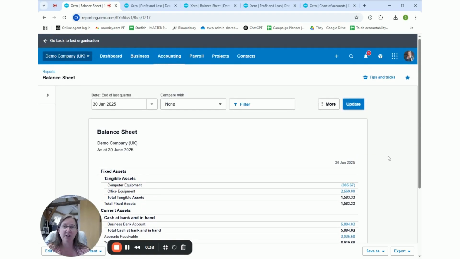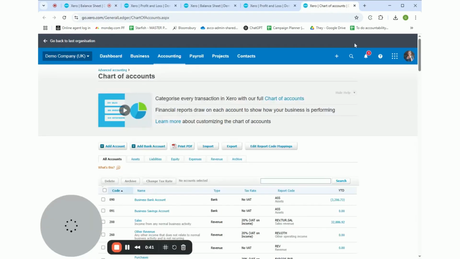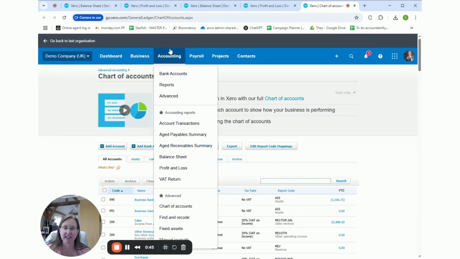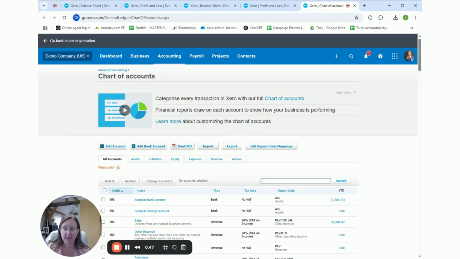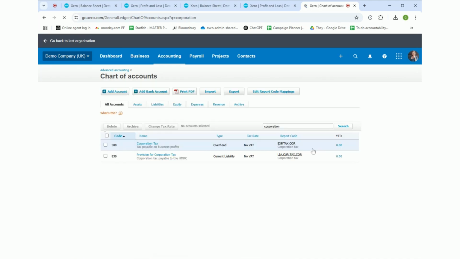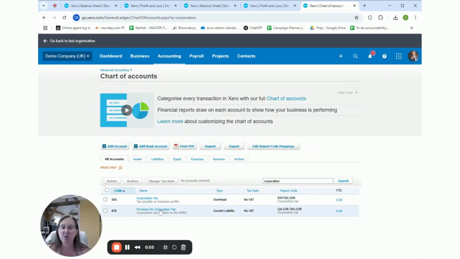So I'm going to really briefly go accounting techie, and I'm going to show you the chart of accounts. If you want to find it, that sits lurking underneath the accounting menu. And if I search on corporation, then you'll see there's two different options which are available to you when you're posting your payment to the taxman. One of those is corporation tax, which says that it's an overhead, and the other one is provision for corporation tax, and this one's the current liability.